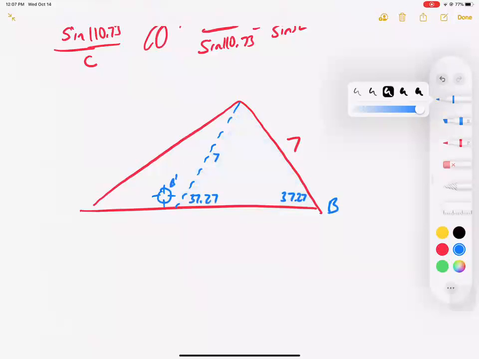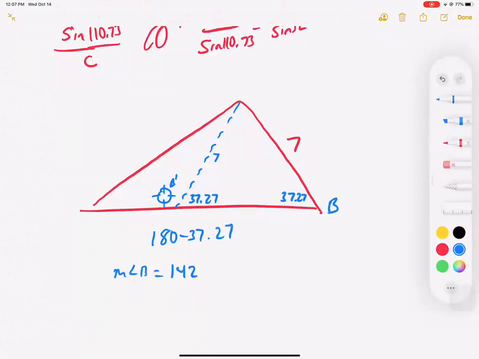Now, if you look at angle B prime that we're looking for, as well as 37.27, aren't these here a full line? So that should add up to 180. So here's what we do. We just say 180 minus 37.27, the measurement of angle B. Now I don't need a calculator. 142.73.